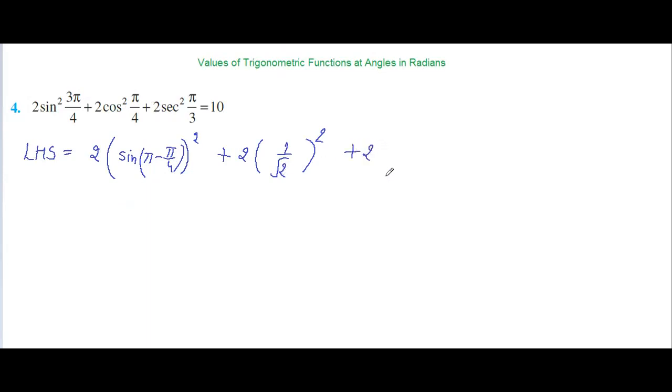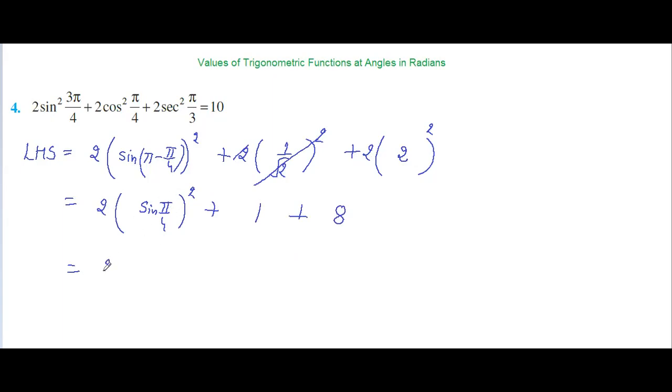2 times square of secant pi by 3, secant 60. That is reciprocal of cos 60, reciprocal of half. So this is 2. This is 2 times sine 180 degree minus theta is sine theta. So it is sine 45 degree. Sine pi by 4 we can write. It's square. Root 2 square is 2. Cancels with 2, leaving 1 here. This is 2 multiplied by 4. This is 8.